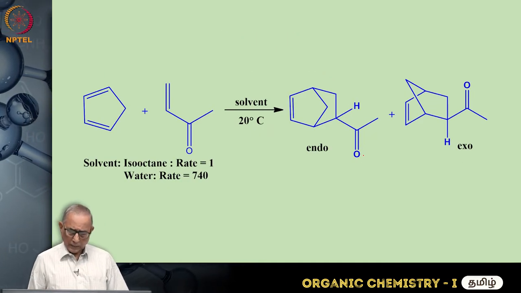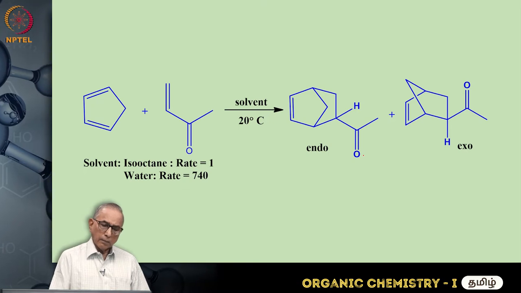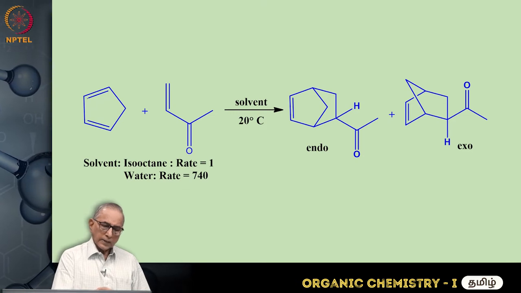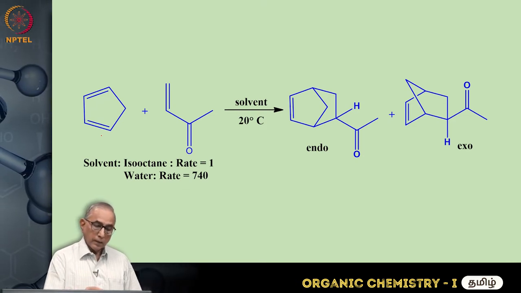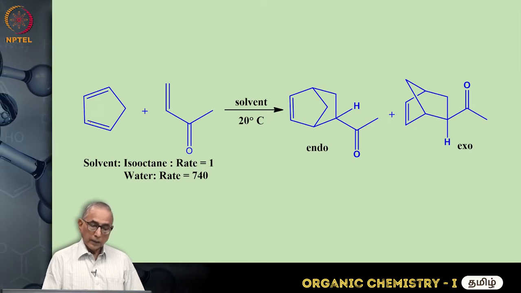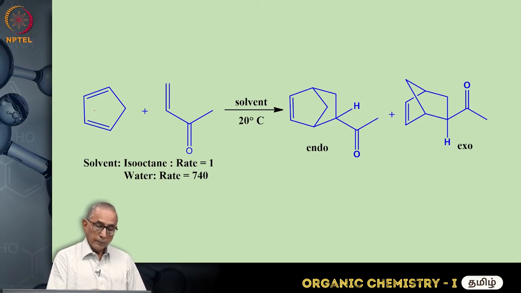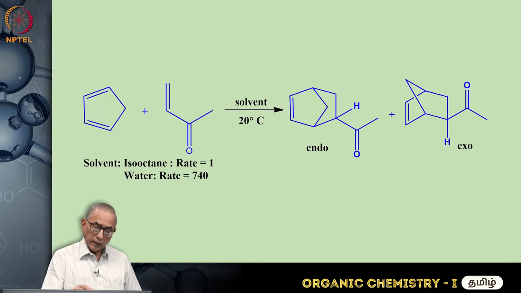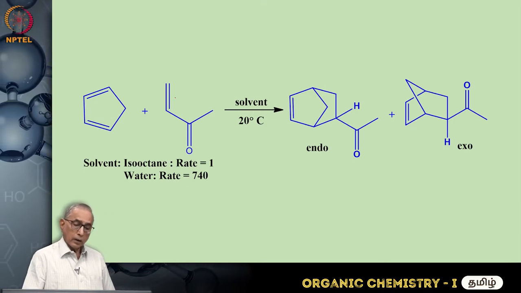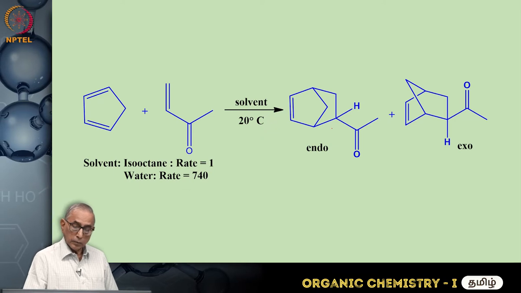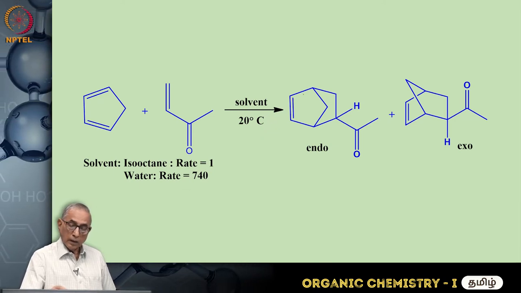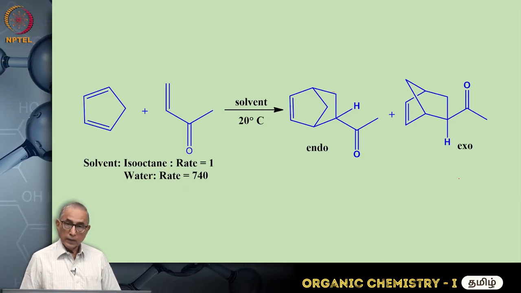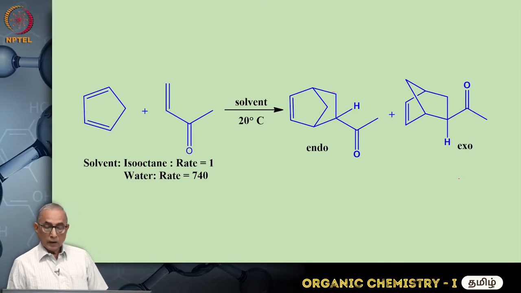So this is another Diels-Alder reaction. Instead of using butadiene, which is an open chain compound, this is a cyclic compound, cyclopentadiene. 5 carbons is pentane, cyclopentane, adhula rendu double bond irukku, it's called cyclopentadiene. This is reacted with the ketone here with a double bond, it's called acrolein, and this particular thing will produce this ring plus this ring, and the remaining ketone will be here. Of course, here the atom economy is 100%, but there are two products.